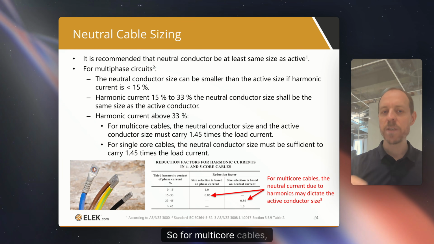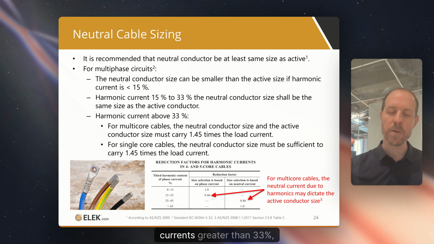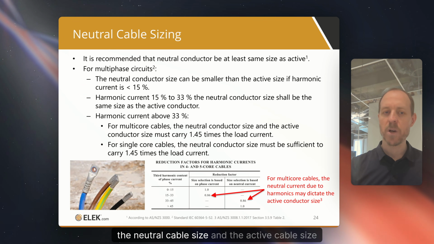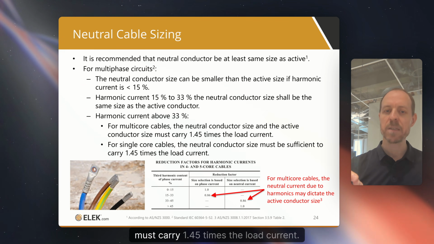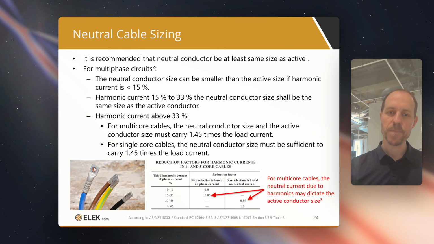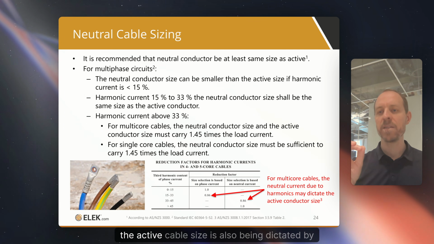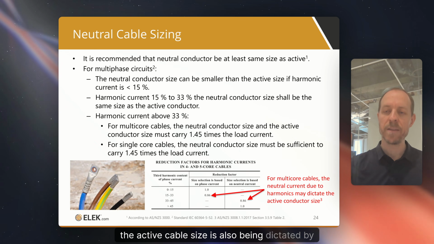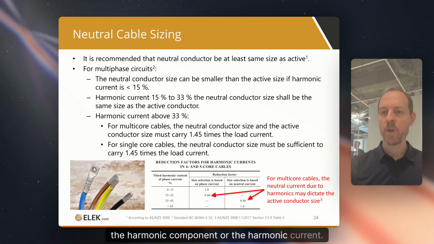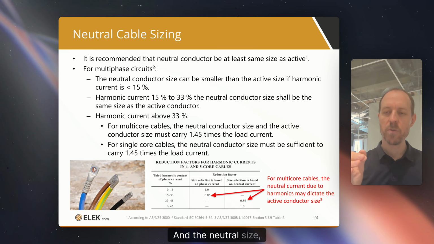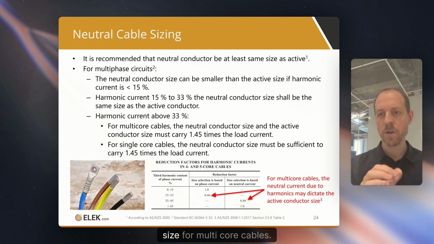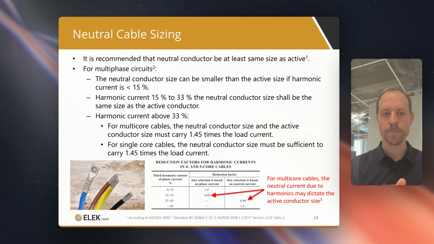So for multi-core cables, when you have harmonic currents greater than 33%, the neutral cable size and the active cable size must carry 1.45 times the load current. So in other words, the active cable size is also being dictated by the harmonic current, and the active size is being dictated by the neutral size for multi-core cables.